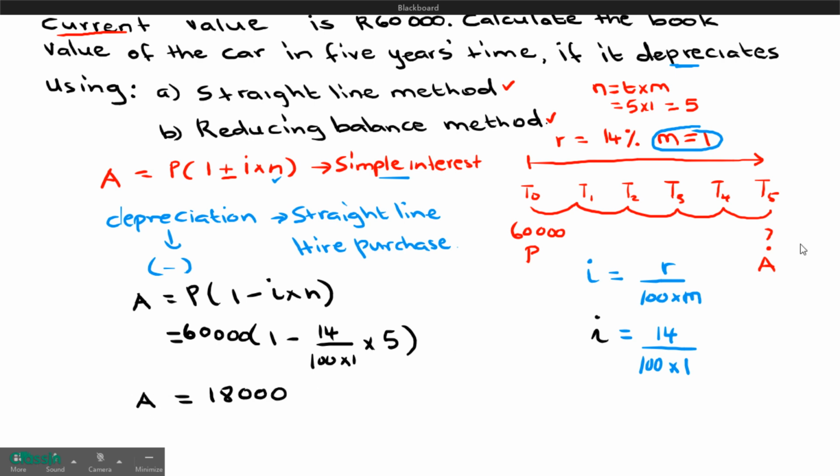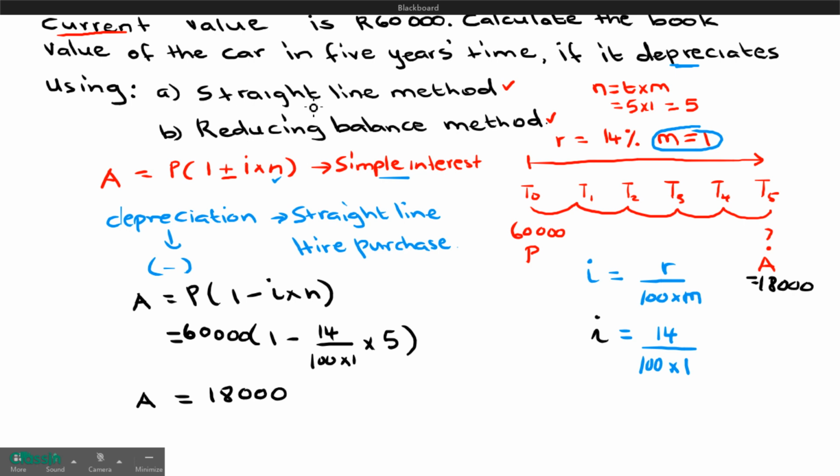So it means that the value of the car's price at the 5th year will be 18,000 rands. So it is going to depreciate too much, because it was 60,000 but is now 18,000. 42,000 has been depreciated.